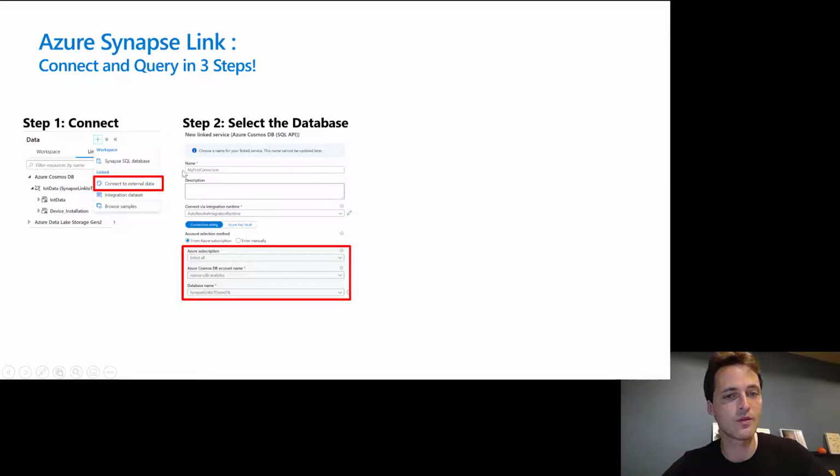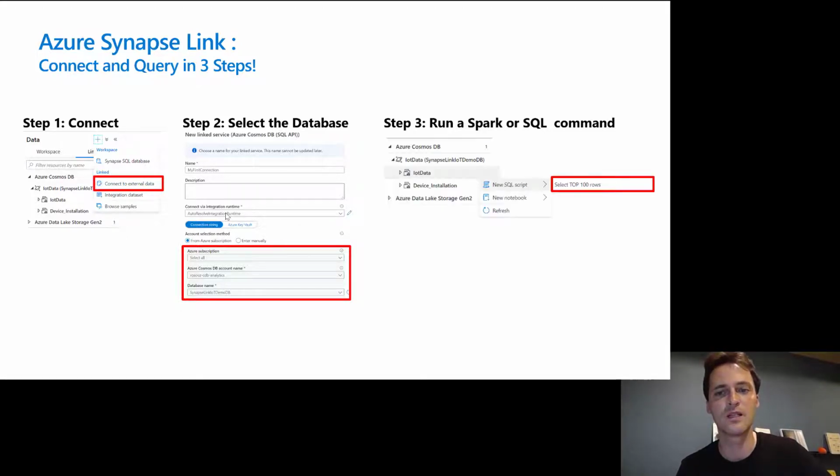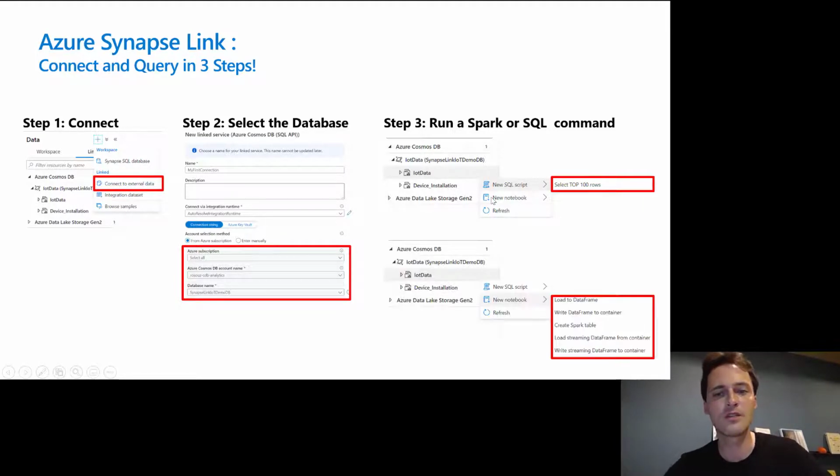Then you need, of course, to name your linked service. And finally, you can use run or Spark or SQL command with simple gesture. Once I have my container, if I want to use the SQL script, I can set up 100 rows, and there will be a create view automatically, or I can use my Spark. New notebook, load to data frame, write data frame to containers, create Spark table, and I can do as well stream data frame from a container or into a container.